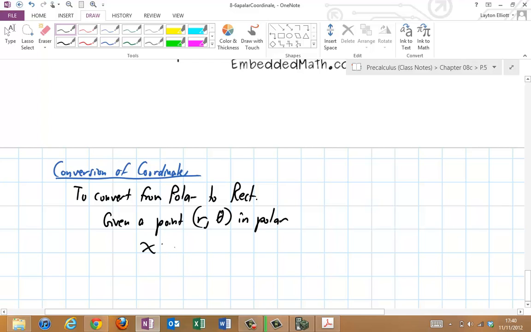You know that x is r times the cosine of theta, and y is r times the sine of theta. That's actually the definition of what cosine and sine mean. So that's the easy one, converting from polar to rectangular.